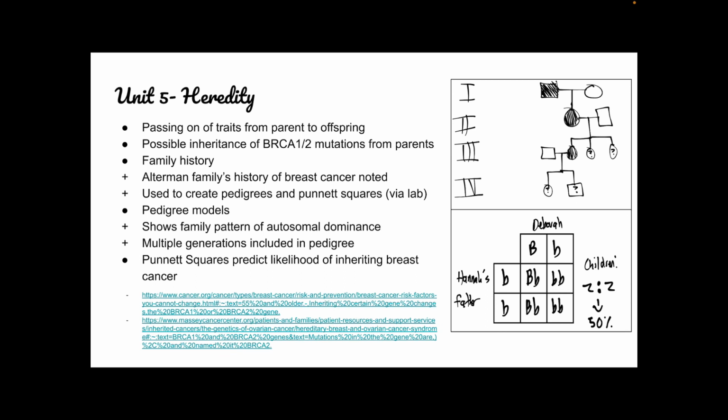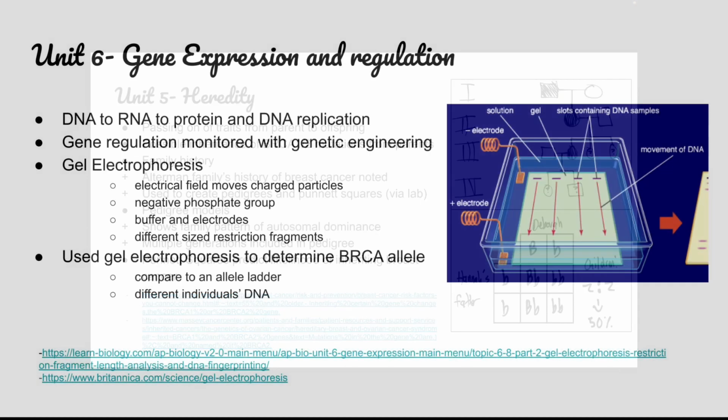Pedigree models show family patterns of autosomal dominance for breast cancer, as seen in the top right photo. Multiple generations were included in the pedigree, as it went from the first generation all the way to the fourth generation. Punnett squares can predict the likelihood of inheriting breast cancer, as seen in the photo to the bottom right.